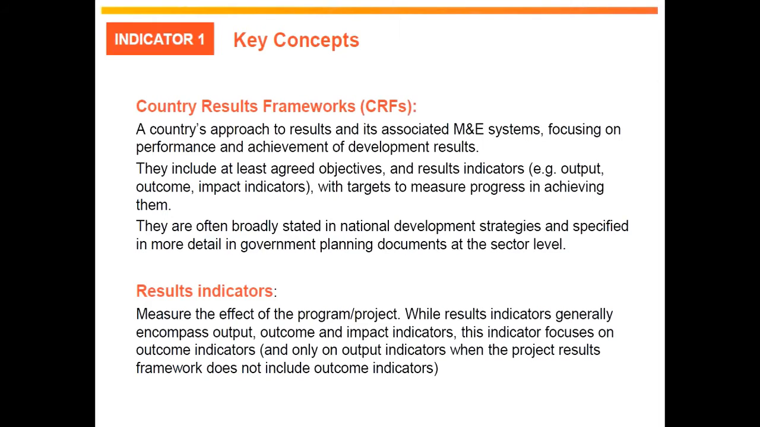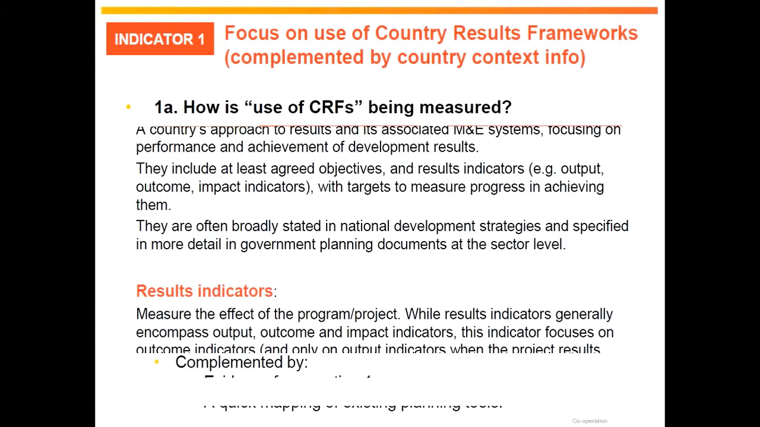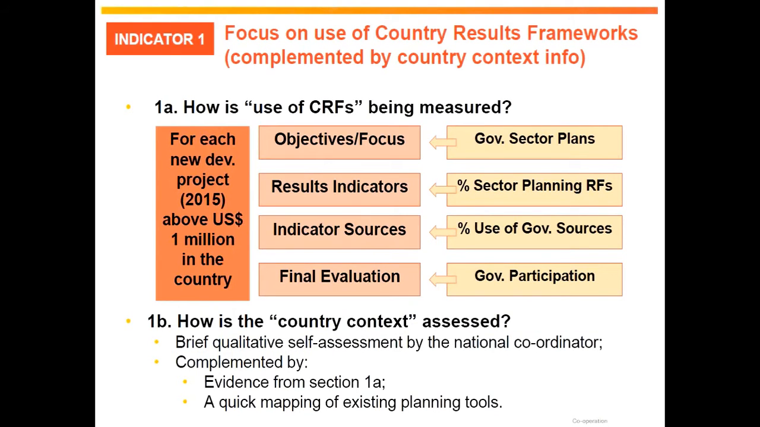Key concepts that have been defined in the literature and the definition of this indicator is, one is this concept of country resource frameworks, CRFs. It's basically the country's approach to results and the associated M&E systems that are expected to be tracking these results, focusing on the performance and achievement of these development results. The definition is quite broad, because in some countries, CRFs are really clear, agreed with development partners, and top-down. They are consistent in terms of how to define national priorities. It goes to the sector level and then to the institution or ministry level, and they have clear indicators used for results in each level.